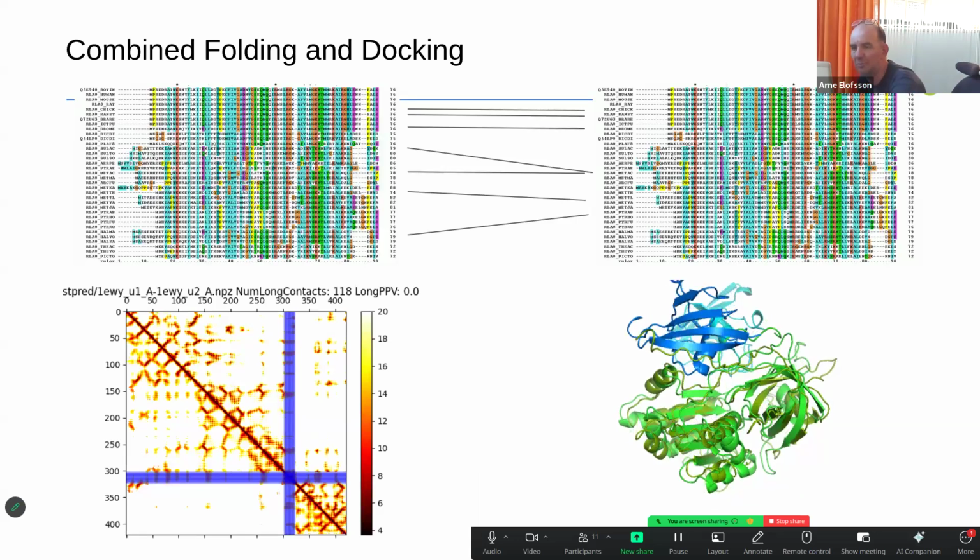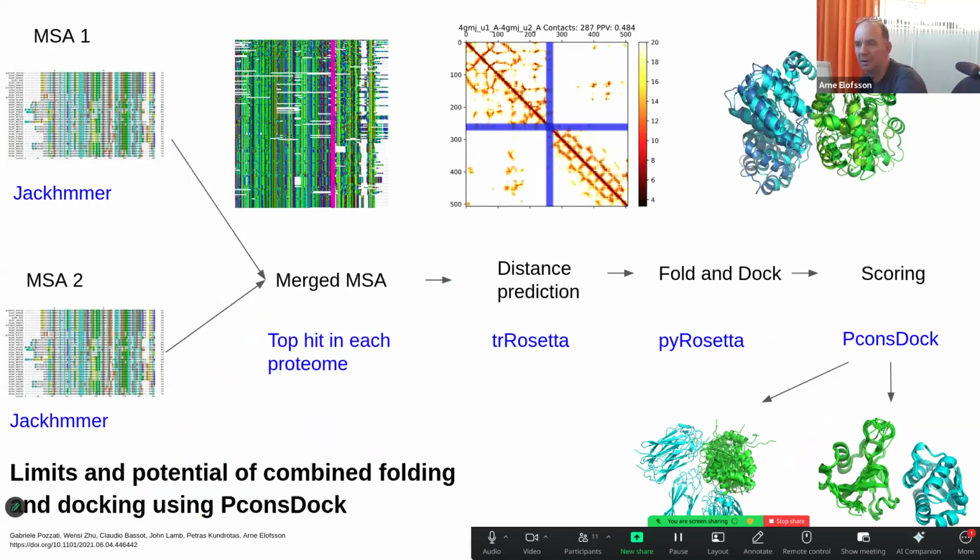So we developed this method, and we call it fold and dock. We took a couple of MSAs, MSA1 and MSA2, and put them together. We used this program T-Rosetta to make the distance predictions. We used PyRosetta, that we hacked a bit, to both fold and dock this protein complex together. Earlier methods that tried to predict interactions took just a single structure and put it together. However, here we allowed flexibility. We allowed them to change structure. So we folded both proteins and docked them together at the same time.